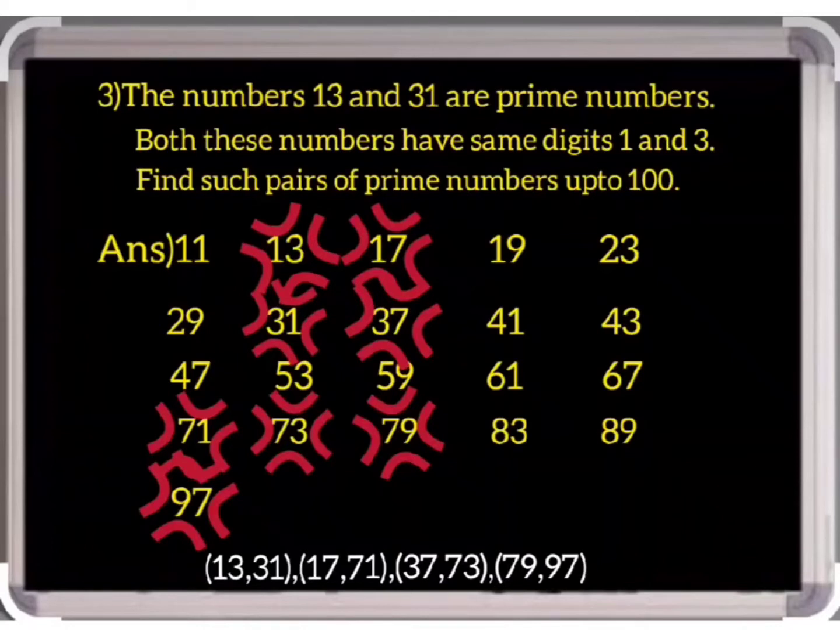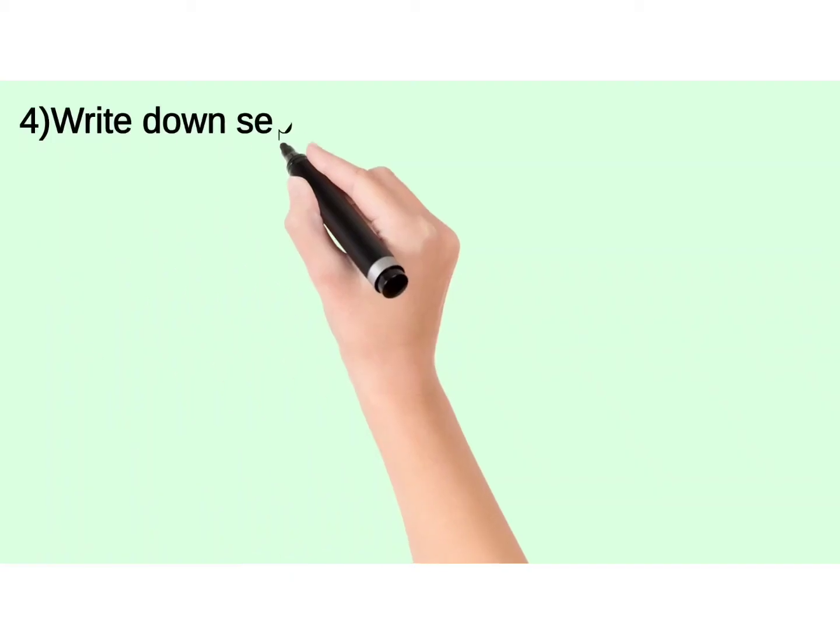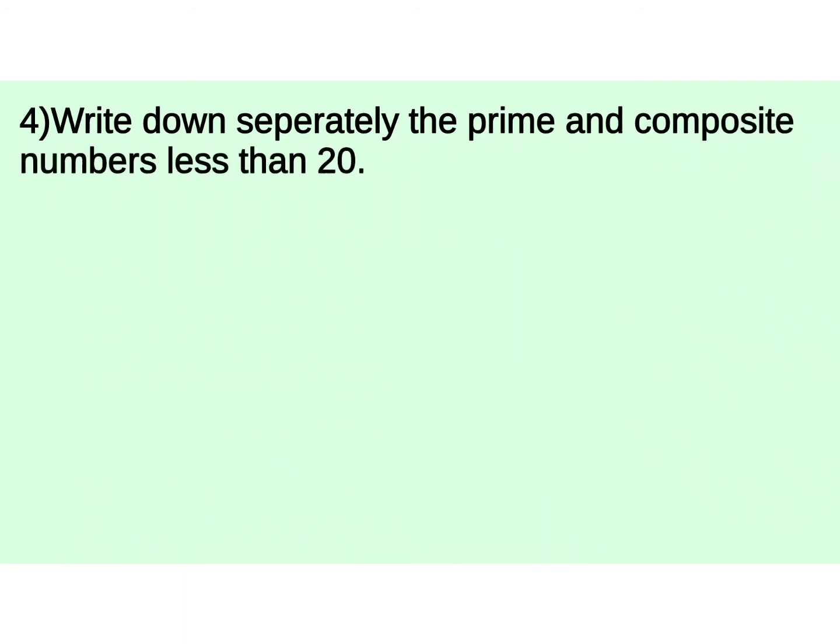So the pairs are 17, 71, 37, 73 and 79, 97. Clear? Now fourth question. Write down separately the prime and composite numbers less than 20.